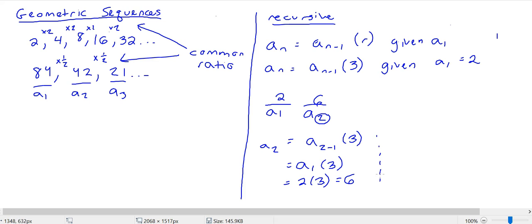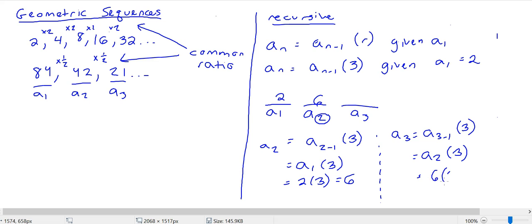And now let's solve for a sub 3. A sub 3 is a sub 3 minus 1 times 3. So a sub 3 is a sub 2 times 3. A sub 2 we already know is 6, so 6 times 3 is 18. And these are the first 3 terms in our sequence. Notice that our common ratio is 3. We multiplied 2 by 3 to get to 6, 6 by 3 to get to 18. If we wanted to find a sub 4, we could do 18 times 3, which is 54. And we could keep on going in our sequence.